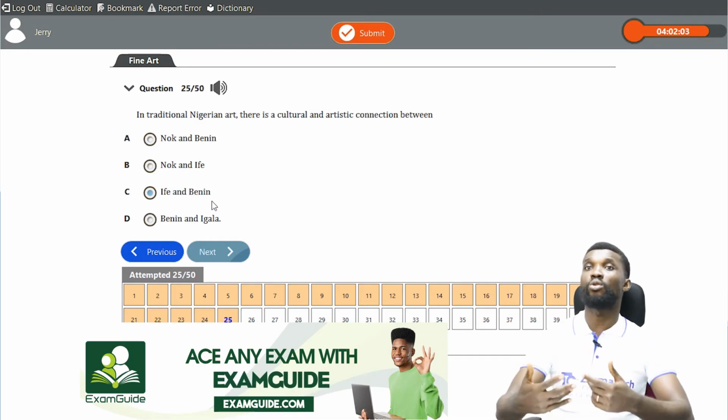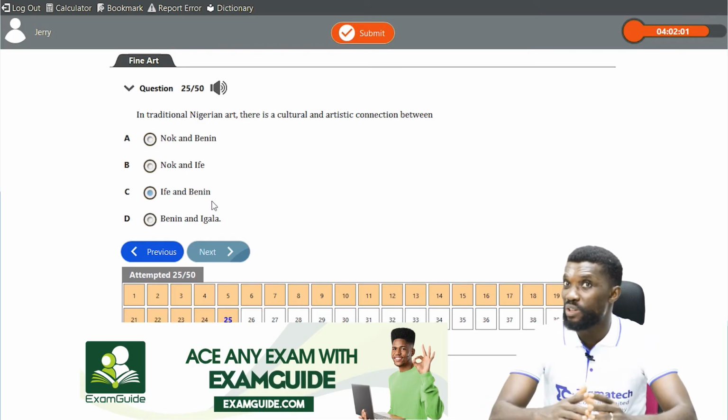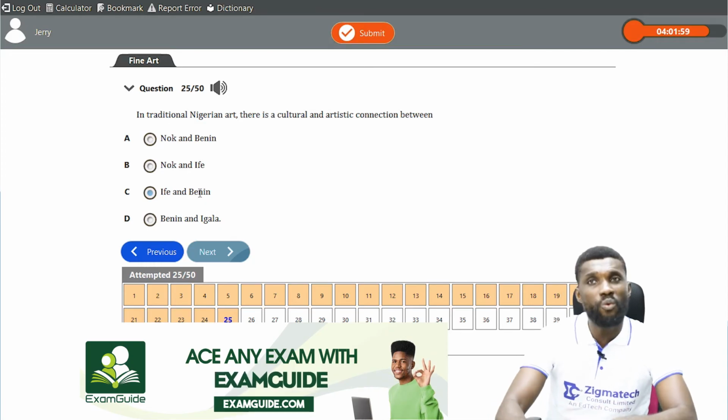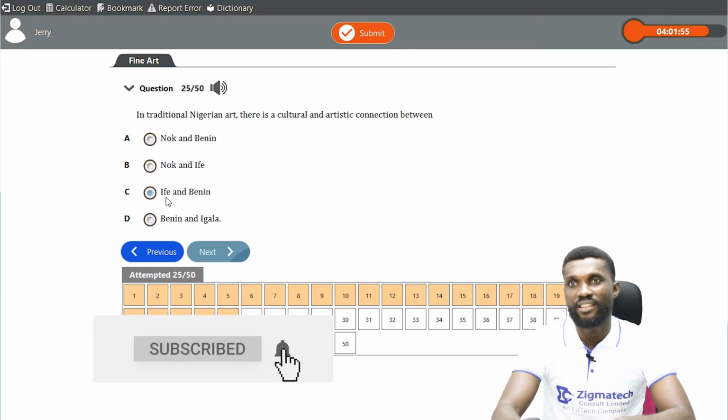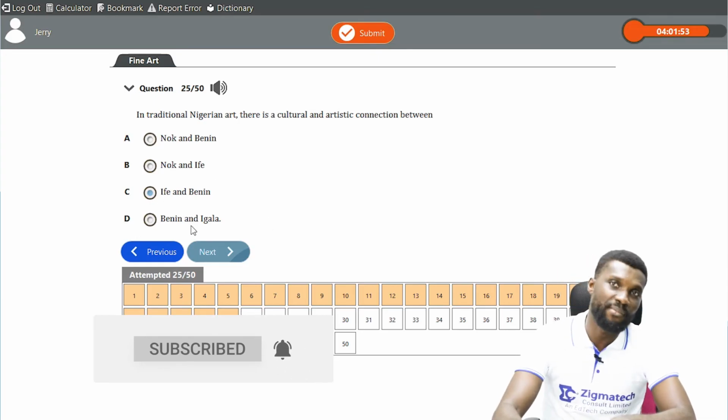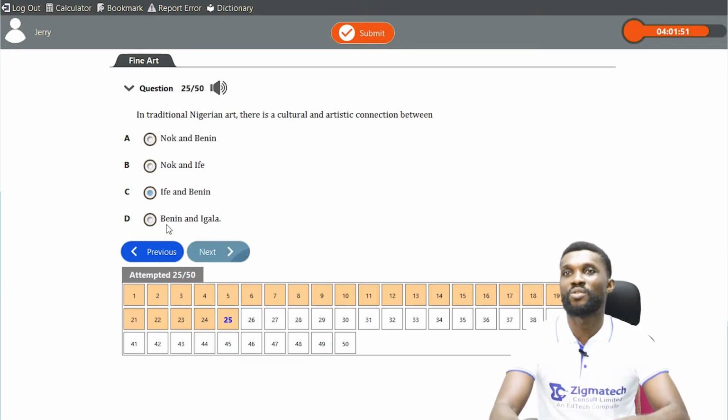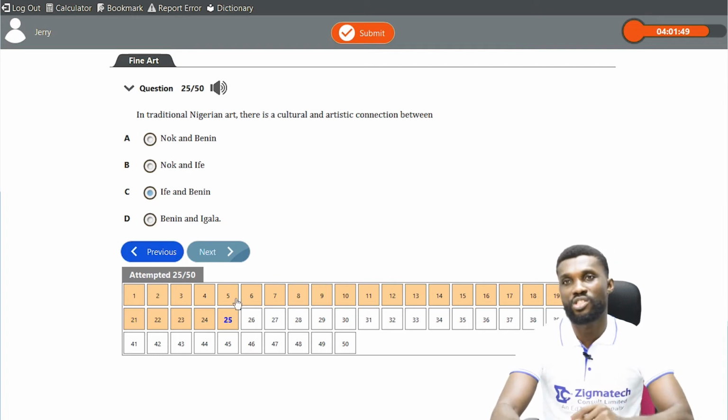They have more of such, but their works are not similar. So the very ones that share a common boundary with the Ife is the Benin. So they're the ones that are more similar here. The same thing applies to the Igala and the Benin. No, there are so many similarities.